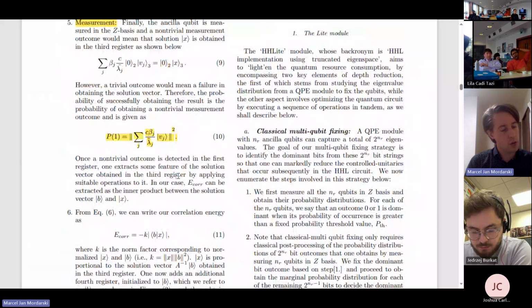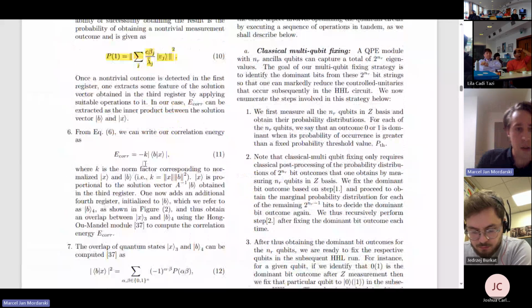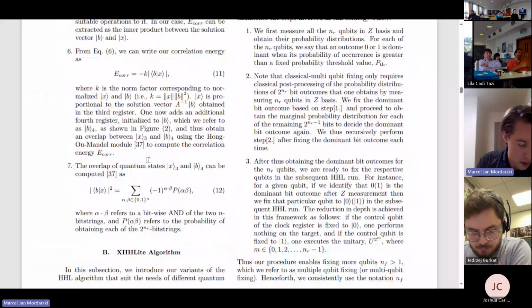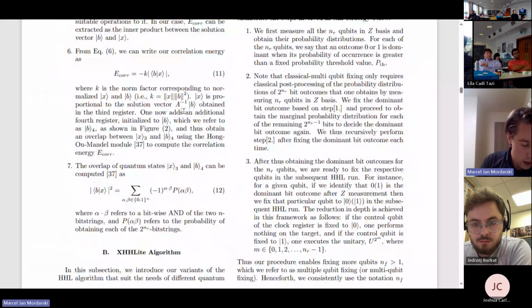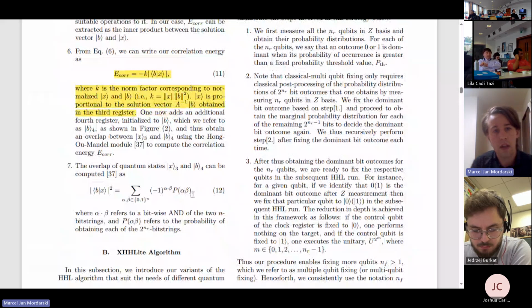But where we have to get back to what they're actually doing is point 6, I think. So they say that eventually they can write the correlation energy as follows. They say that X is proportional to the solution after the measurement in the 3rd register.